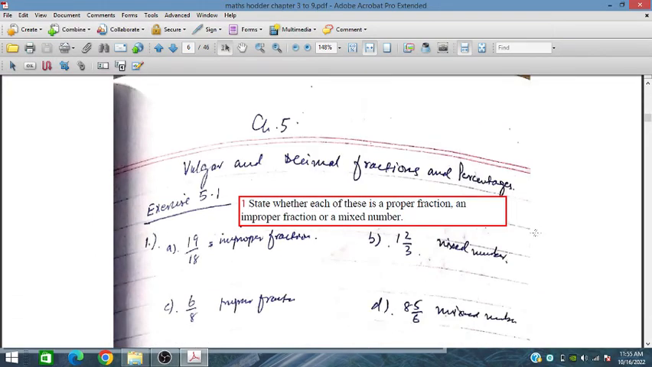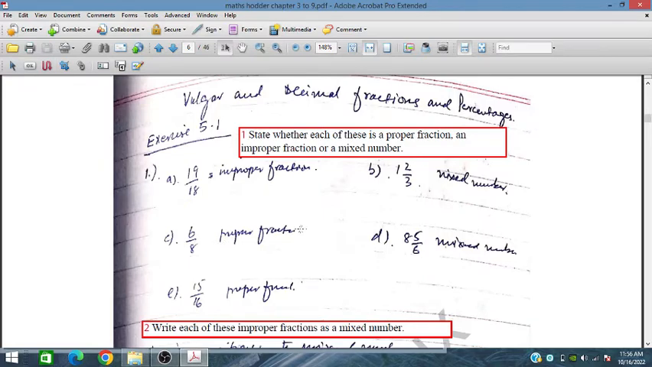Now we move to chapter number 5, where we will discuss vulgar fractions, decimal fractions and percentages. An improper fraction is one where the numerator is greater than the denominator. To convert it, we divide to get a whole number and then a remainder on top. So the quotient, the remainder, and then the divisor. This is a mixed number because here we have a whole number and then a fraction. So this is a proper fraction, this is a mixed number.